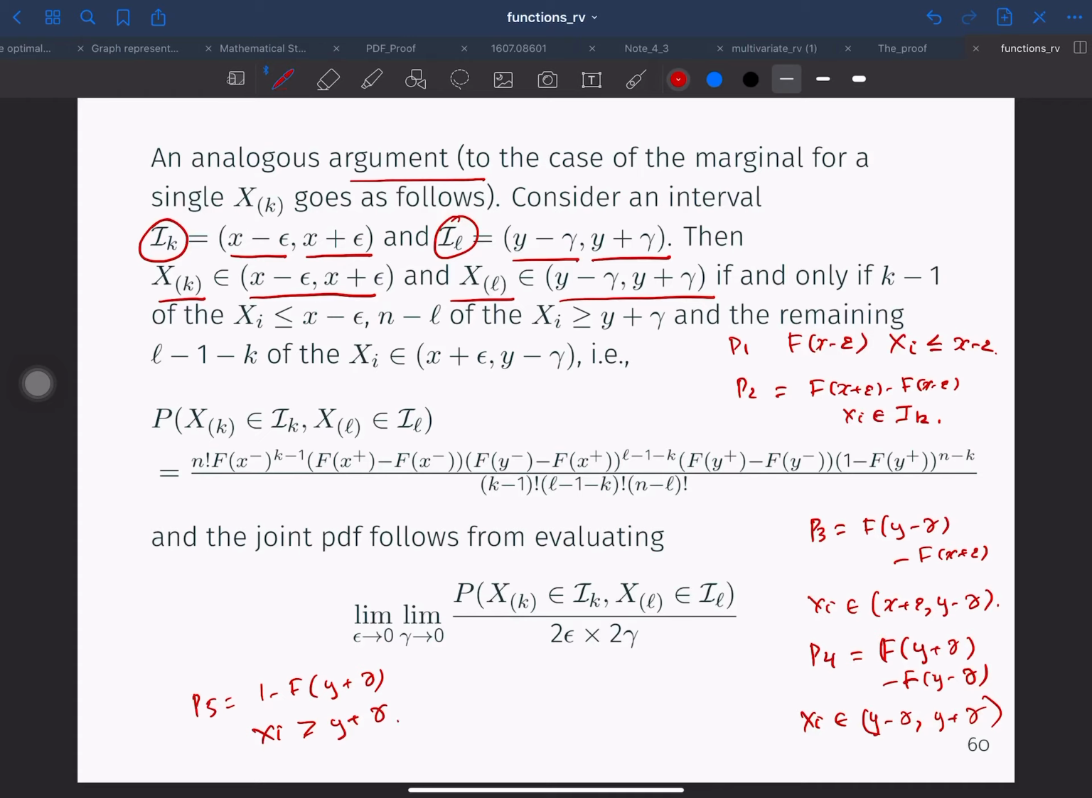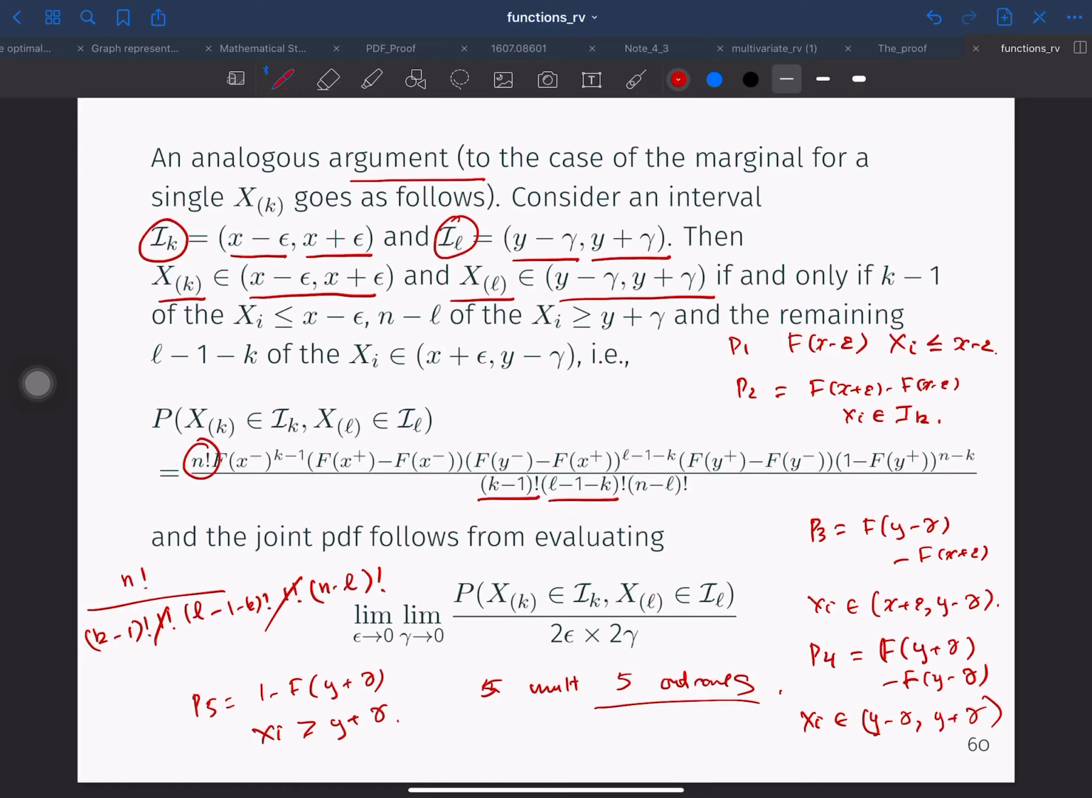So now I will have a multinomial with 5 outcomes. So in that case, I will therefore have n factorial over k minus 1 factorial, 1 factorial, l minus 1 minus k factorial, 1 factorial, and then n minus l factorial. So this 1 factorial doesn't matter. So I have n factorial over k minus 1 factorial, l minus 1 minus k factorial, and n minus l factorial. And then I would write x minus epsilon.